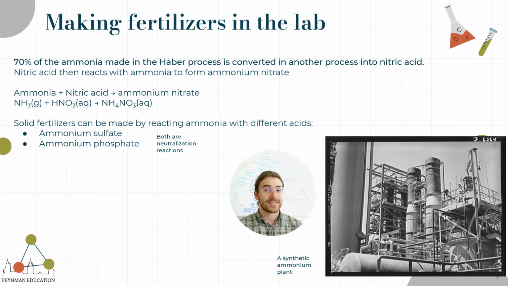Okay, but that ammonia isn't the final step. So it needs to now become useful for the plants. And what we're going to do is we're going to take about 70% of that ammonia made in these factories, and we're going to add nitric acid to it and form ammonium nitrate. Okay, and this ammonium nitrate is what we can then use as fertilizer.